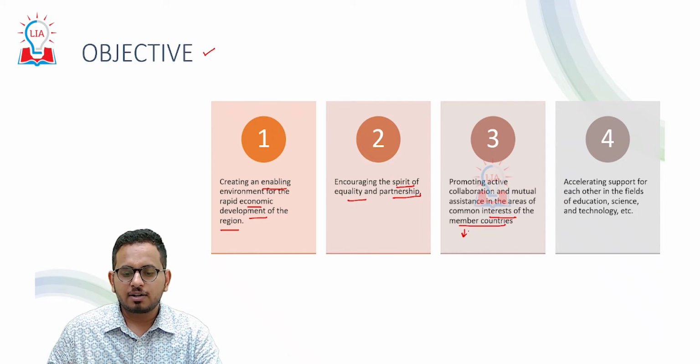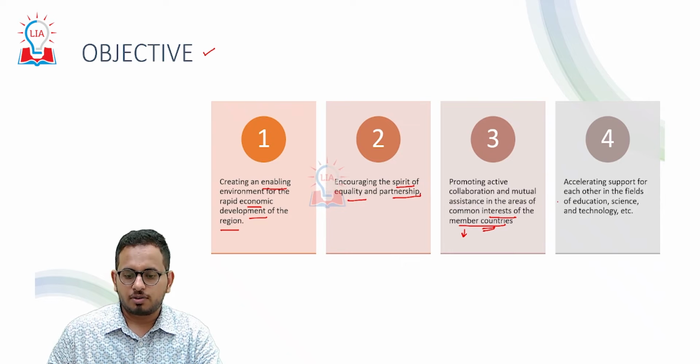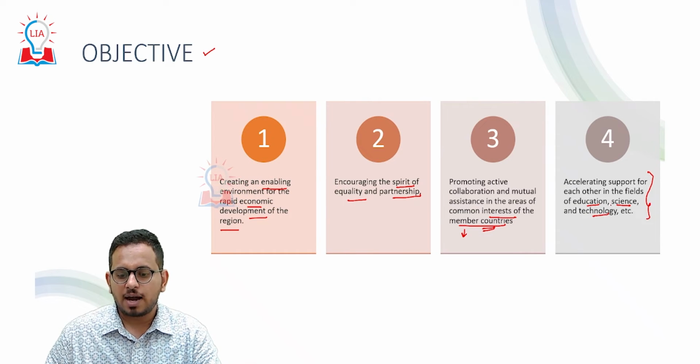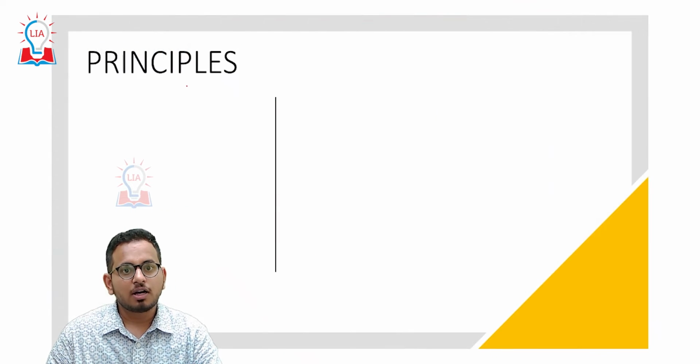What are the common interests of the member countries? Fighting terrorism, combating extremism, violent extremism for that matter, growth, prosperity, trade. These are some of the collective interests of the member countries. Accelerating the support for each other in the fields of education, science and technology. In order to develop science, technology and education, the 7 members of BIMSTEC will work together.